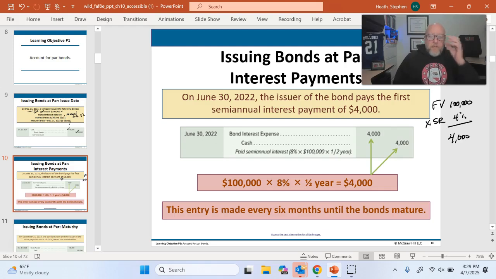Interest expense is obviously an expense, and it lowers my equity. If I want to lower equity, I would do it with a debit. And then I would credit cash, okay? Cash for 4,000.